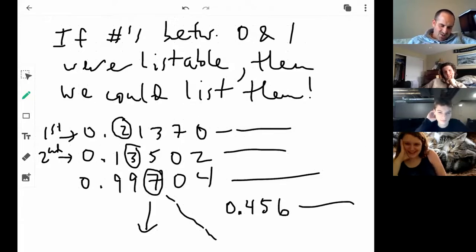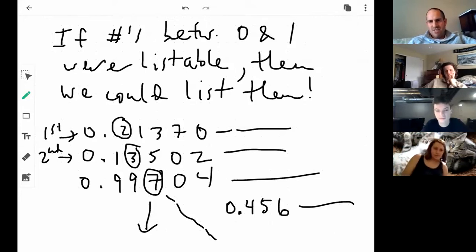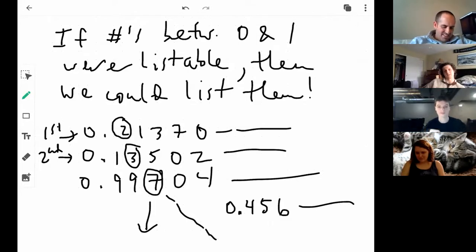Do you see that in this way? So is this number in the list? No. Well, is it the first number? No. Why can't it be the first number? Because the first number starts with a 2. Is it the second number? No. Why not? Because the second number has a 3 at the second place. Right, so it's different in the second position. It can't be the third number because it's different in the third position. It can't be the fourth number because it's different in the fourth position.